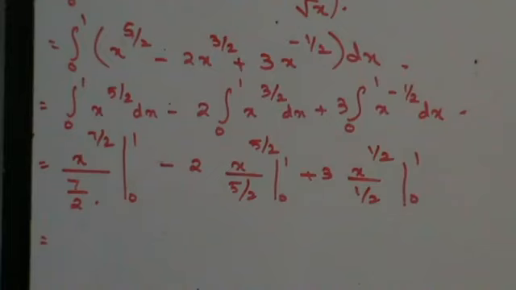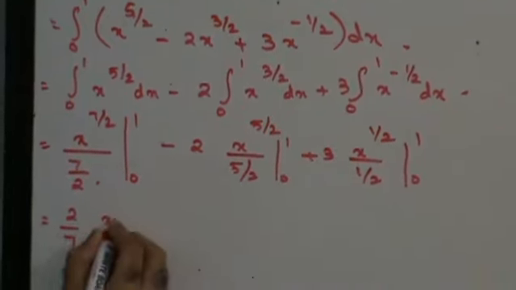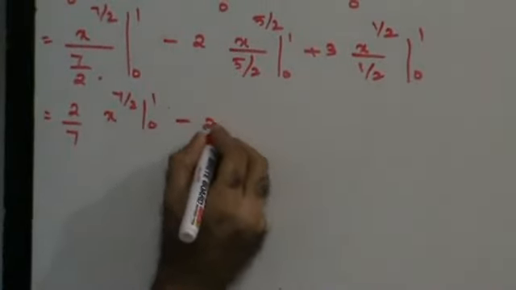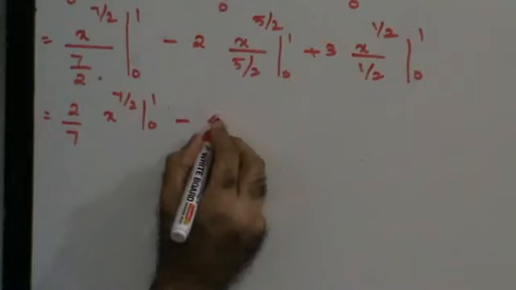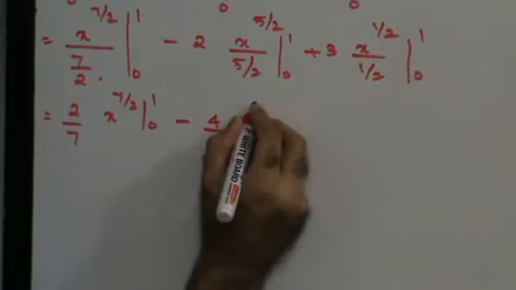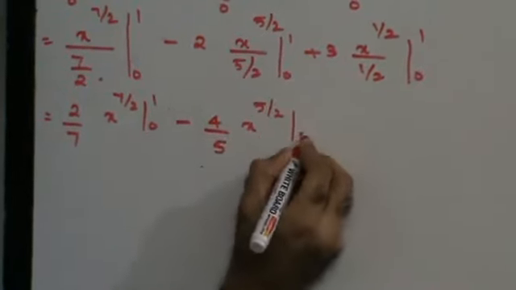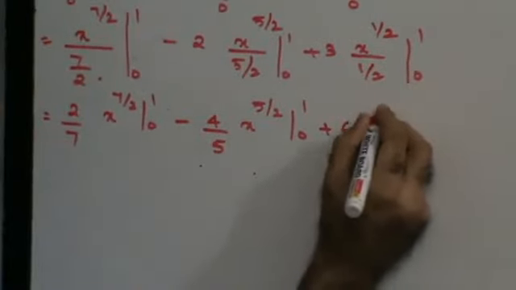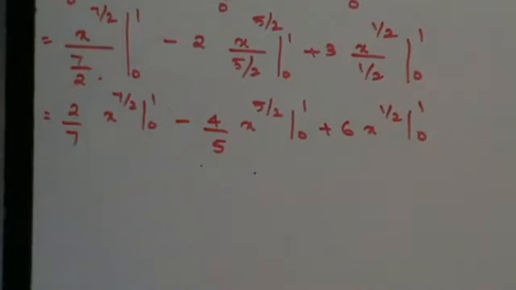Denominator of denominator becomes numerator. So 2 upon 7, this is x raised to 7 by 2 when the limits are 0 to 1. 2 2s are 4 upon 5, x raised to 5 by 2 when the limits are between 0 to 1. Plus 6 x raised to 1 by 2 when the limits are between 0 to 1.